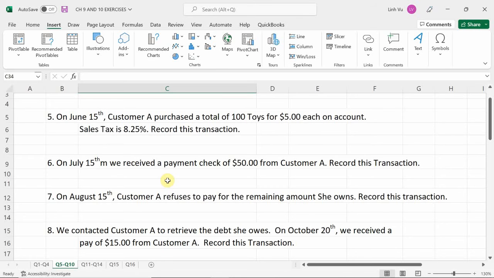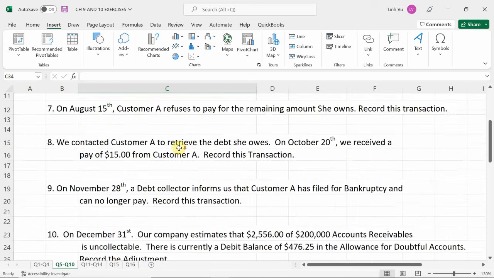Question number 6, July 15: we received a payment check of $50 from customer A. Record this transaction. So again, customer A decides to promise us to pay us back slowly. Maybe she'll make monthly payments of $50 to reduce the balance that is owed to us. So in this case, we're going to record that on July 15 we received a check for $50 from customer A.